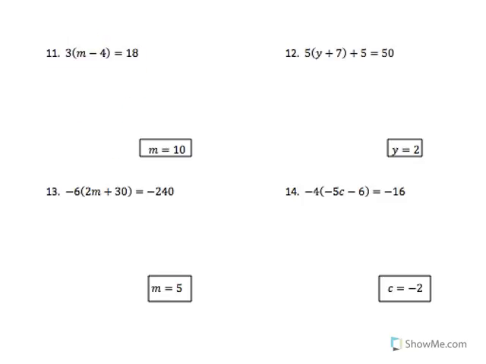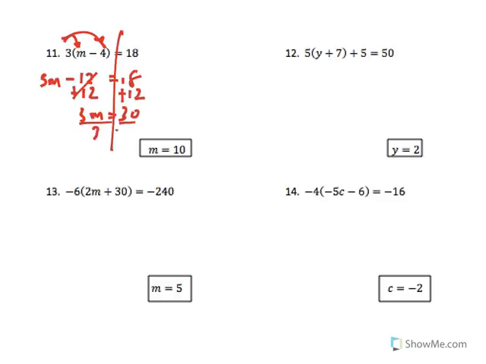Oh, wait, I made a mistake. Let me start here. Draw my line. I need to get rid of the parentheses. I get 3m minus 12 equals 18. I add 12 to both sides. I get 3m equals 30. Divide by 3, m equals 10.